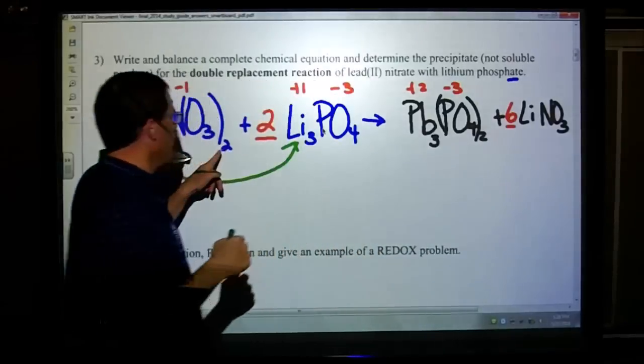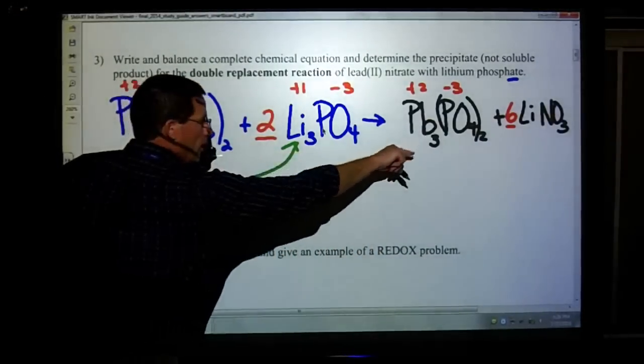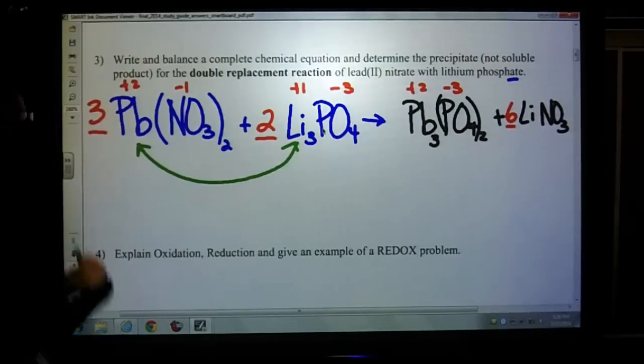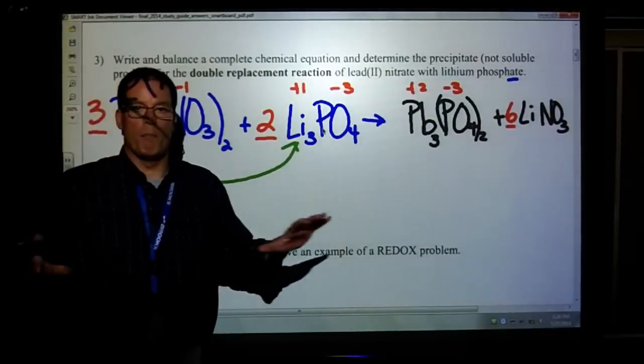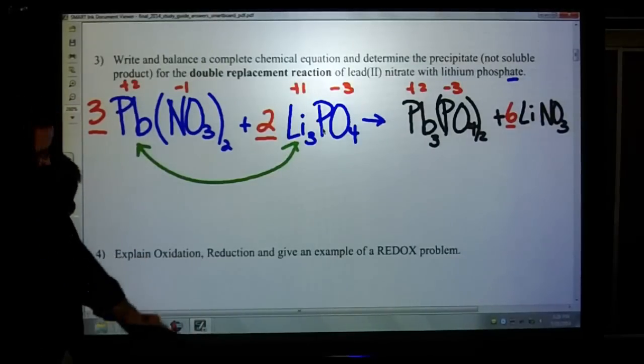I only have 2 over here, but again, nicely, I have a 3 by the lead. So to get 6 nitrates, I need to put a 3 here, which gives me 3 lead. So our equation's balanced. Let's check the chart and see who forms our PPT.